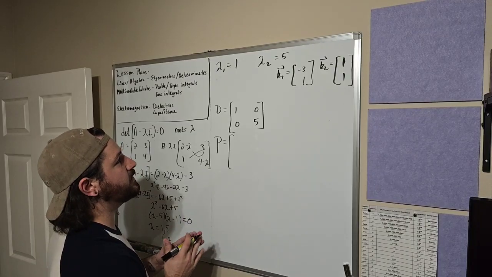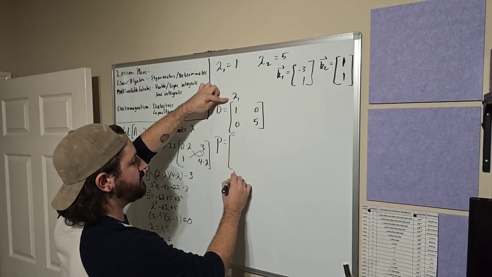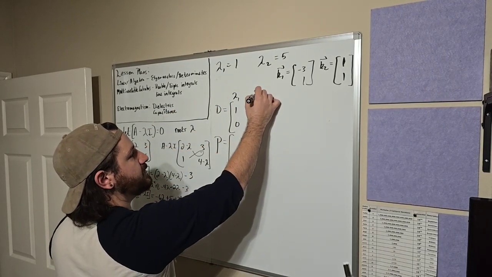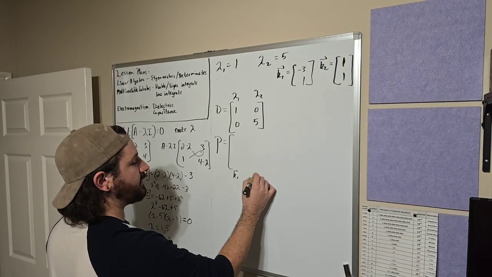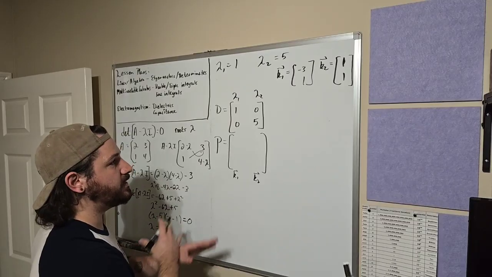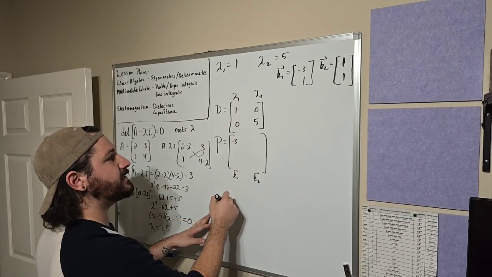But the way that this works is if this is lambda 1, this has to be eigenvector 1 in this column. And if this is lambda 2, this has to be eigenvector 2. It is so important that you keep them in the right order, or else none of this actually works and you just get some erroneous answer, if you can even get an answer.